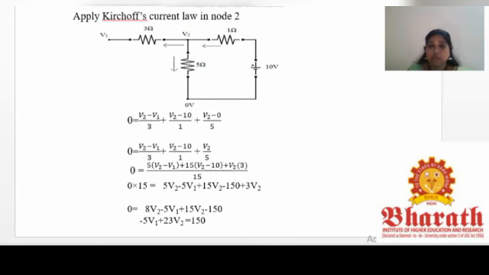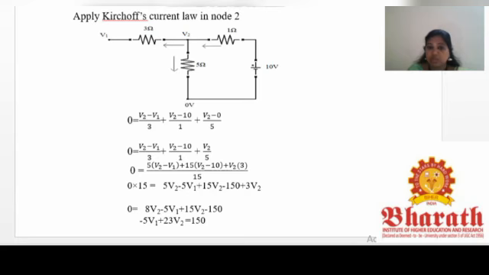Now I am going to multiply in the numerators the corresponding values. So it will become 0 equal to 5 into V2 minus V1 plus 15 into V2 minus 10 plus V2 into 3. So this is our equation. Now I am going to take this 15 to the other side of the equation.